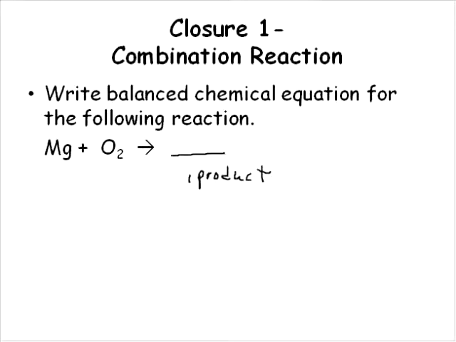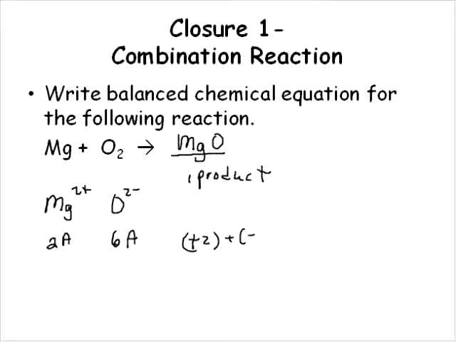And so what we would do is we would look at magnesium. Magnesium is in group 2A, and so therefore has a +2 charge. Oxygen is in 6A. It's going to gain 2 electrons, so it's going to have a -2 charge. So the product will be MgO. We have to make sure that the total net charge is 0. +2 plus a -2 is equal to 0. And then we would balance the equation.